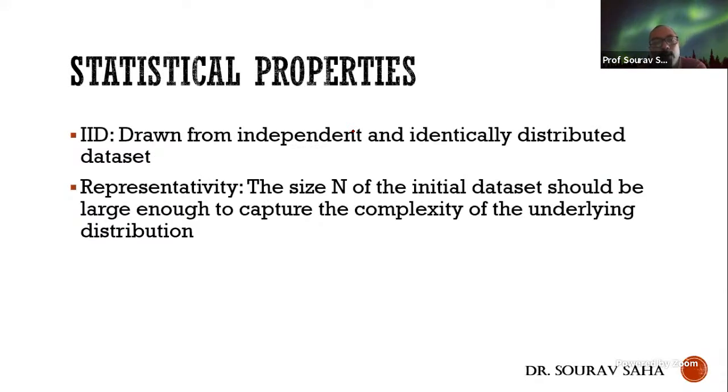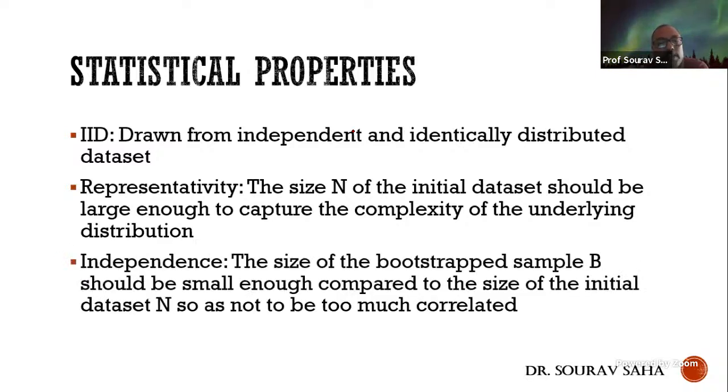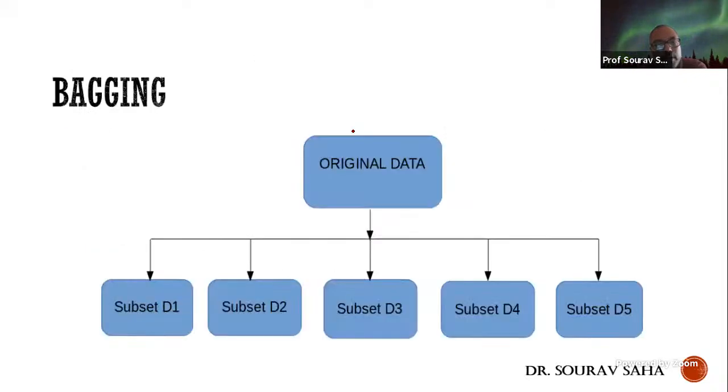These are the statistical properties drawn from an independent and identically distributed data set. The initial size of the data set should be large enough to capture the underlying complexity of the distribution. Each of the samples is independent of the others, so they are also not much correlated. So bagging, which is bootstrap aggregation: first you create these bootstrap samples.